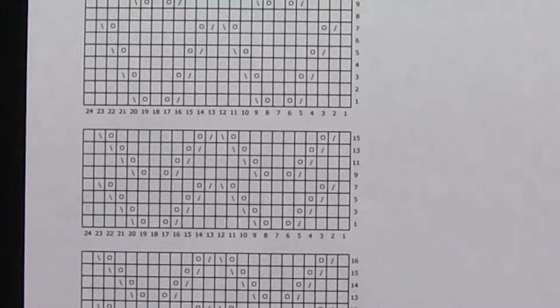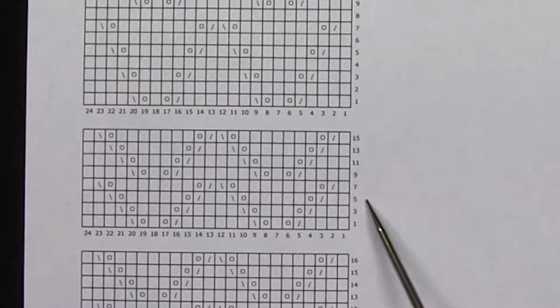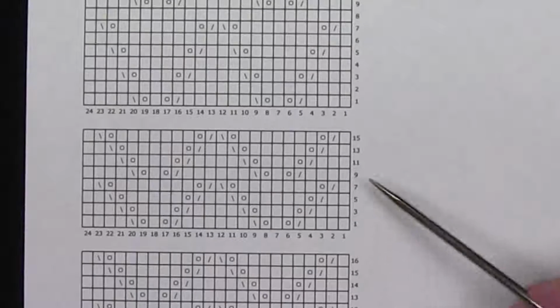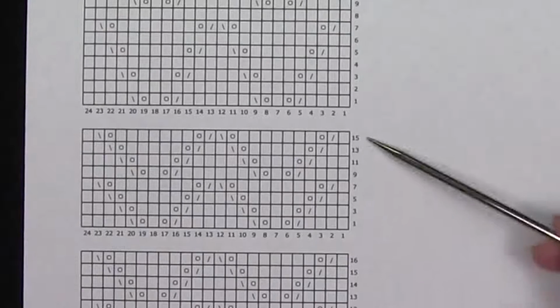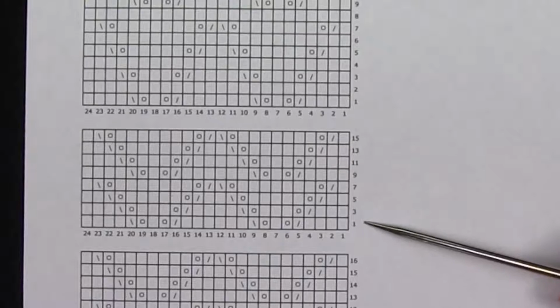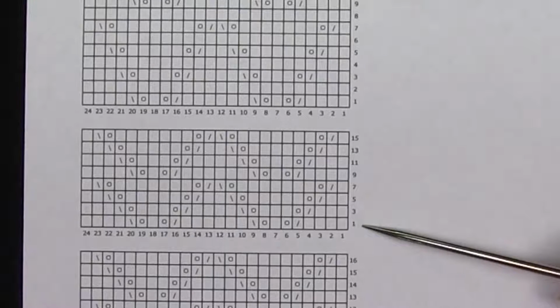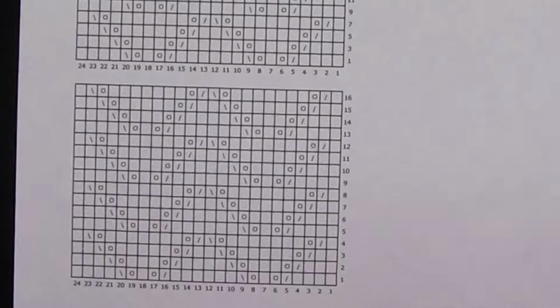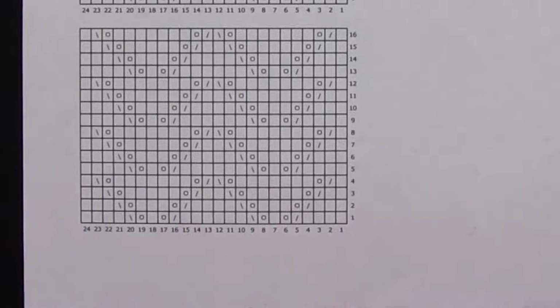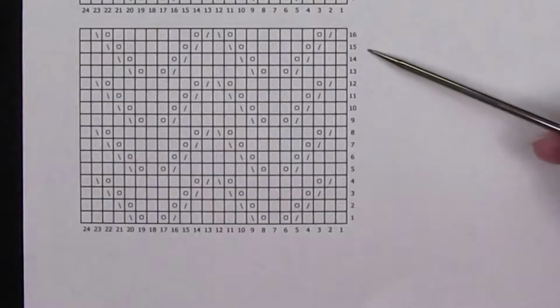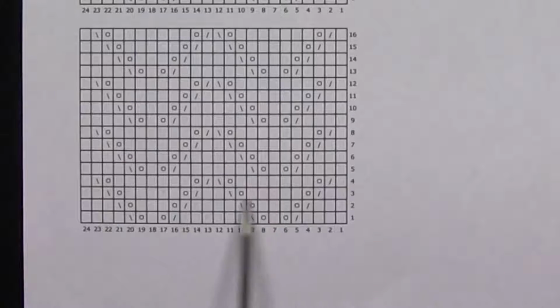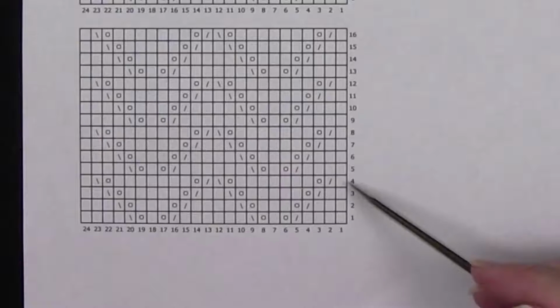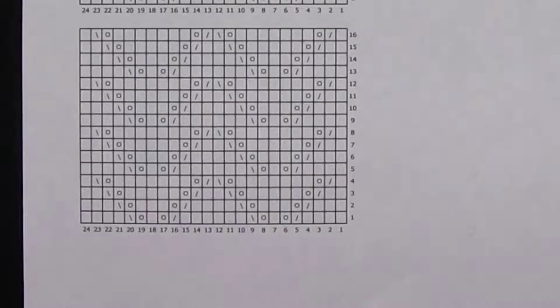On this chart, it only shows the right side rows. The wrong side rows are omitted, but you will see as your row numbering goes up, it only shows the odd number of rows, which are the right side rows. And this chart down here shows every row, but every row has lace on it. So this is what we're going to look at today, this chart here, where we're trying to create the lace pattern on both sides.